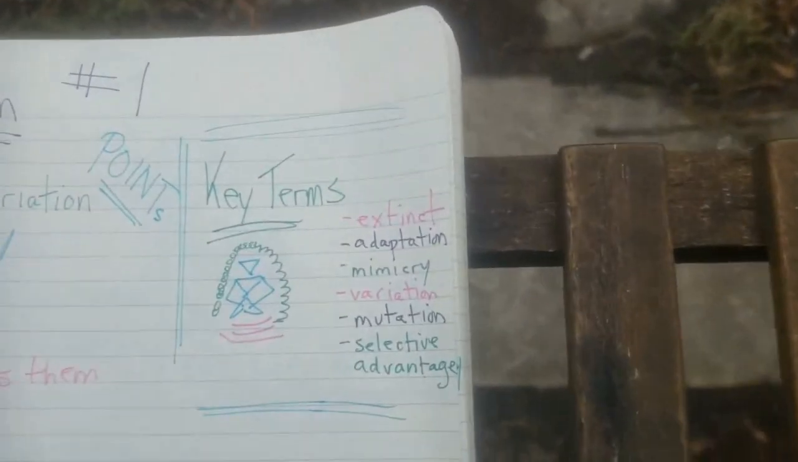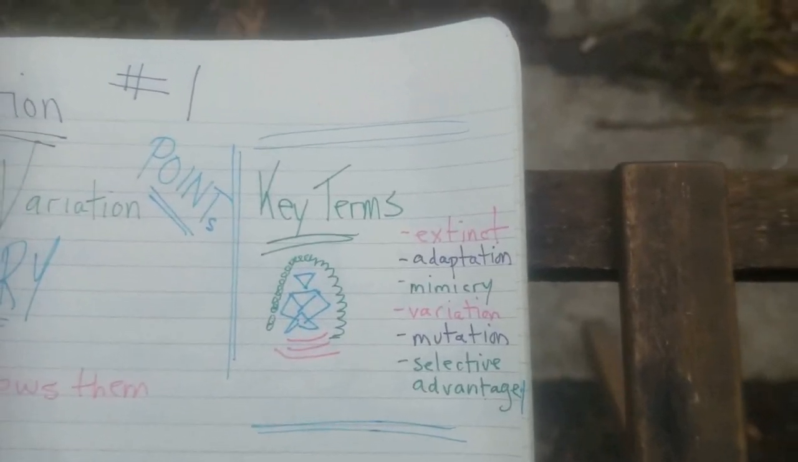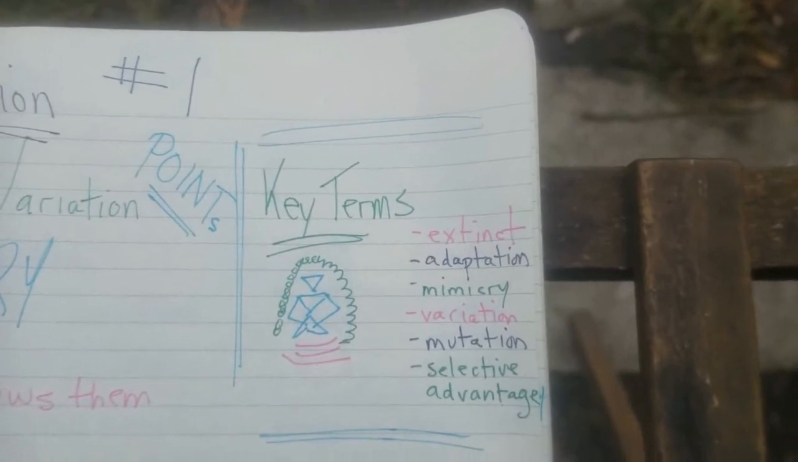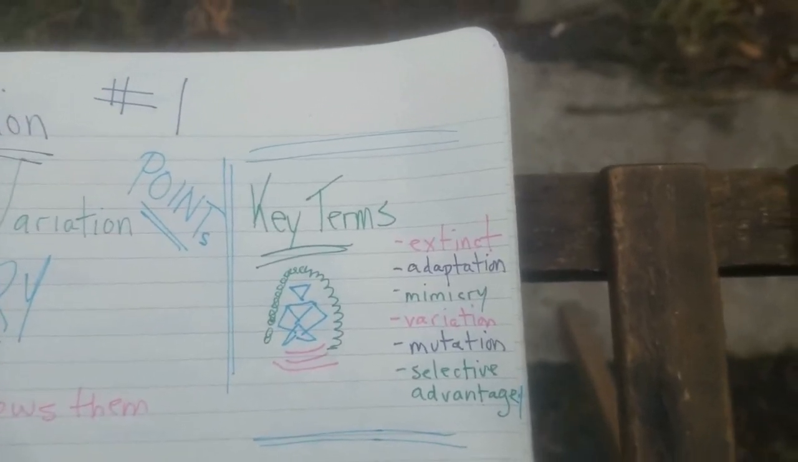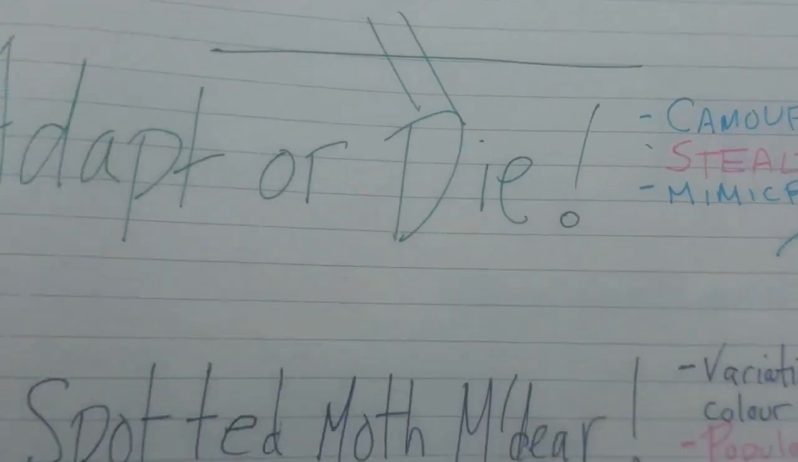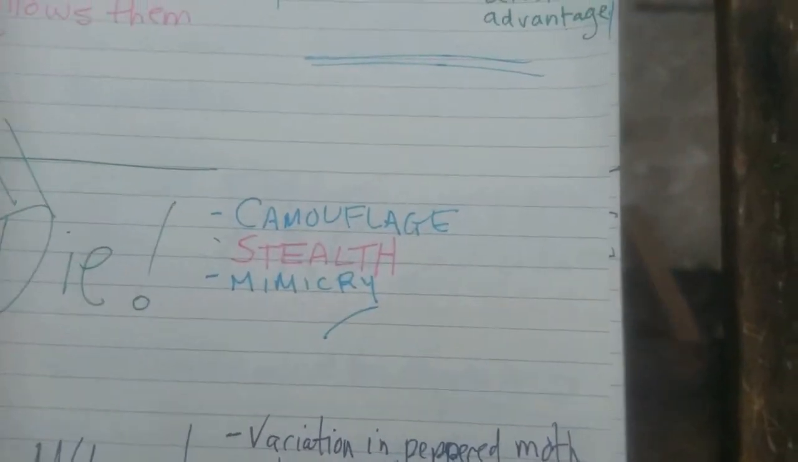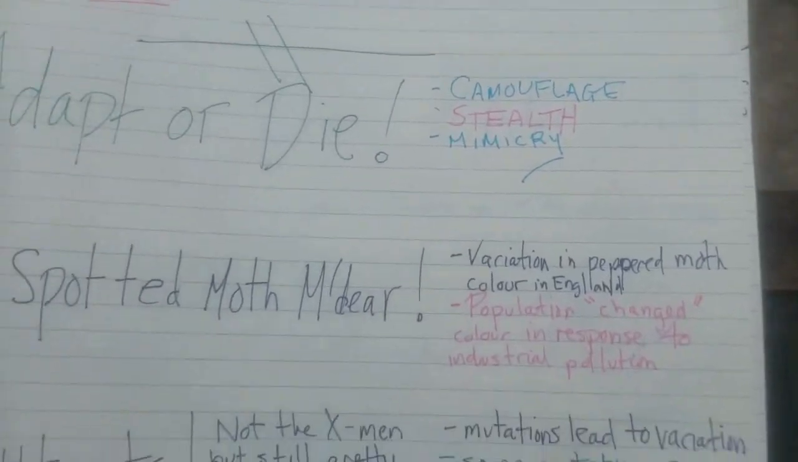What are the key terms we're going to learn about? Extinction, adaptation, mimicry, variation, mutation, and selective advantage. Okay, we got 4 learning points on the agenda. We got adapt or die. What does that mean? Well, organisms have to adapt. These are some of the ways in which they adapt. I will talk about that later.